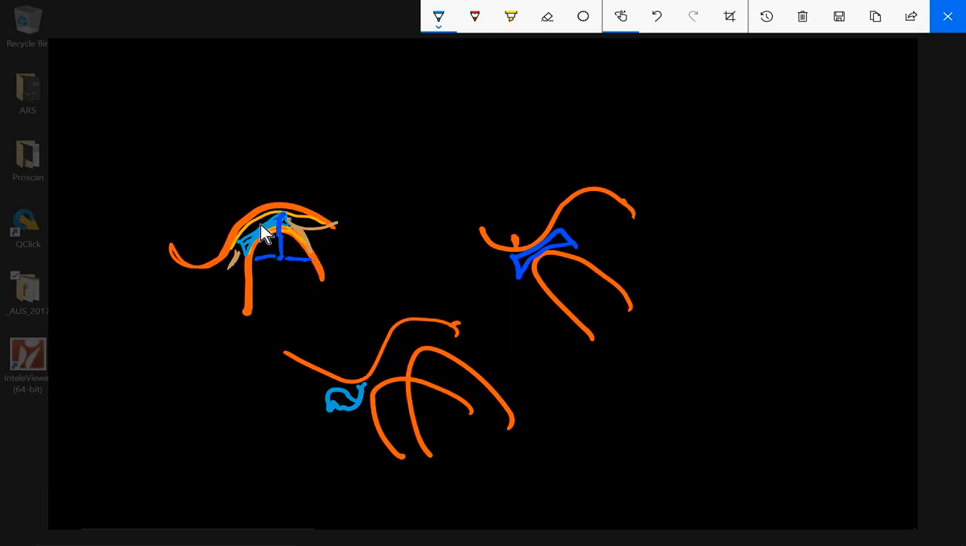What happens if the meniscus is displaced in the closed mouth position and the patient opens their mouth and the condyle doesn't move or moves a little? That's called a closed lock.